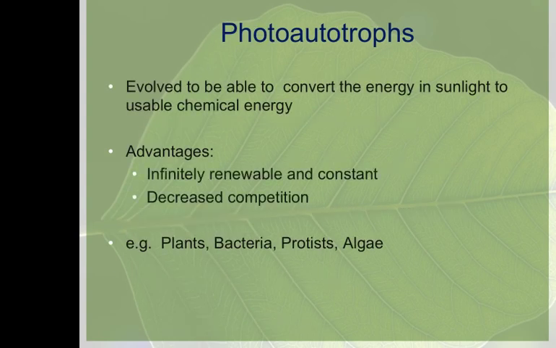Photoautotrophs evolved to harvest energy from the sun. They capture solar energy directly and they convert it to chemical energy, in other words, glucose. Most solar energy captured this way comes from plants, but there are bacteria, protists, and algae that are also photoautotrophs.